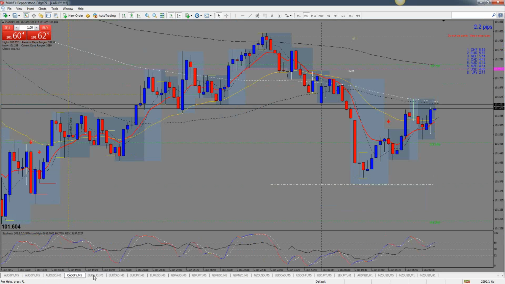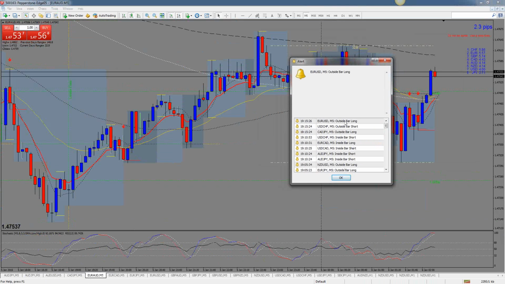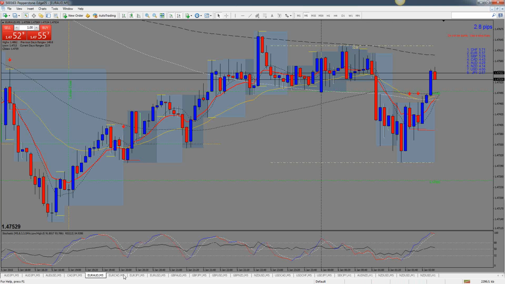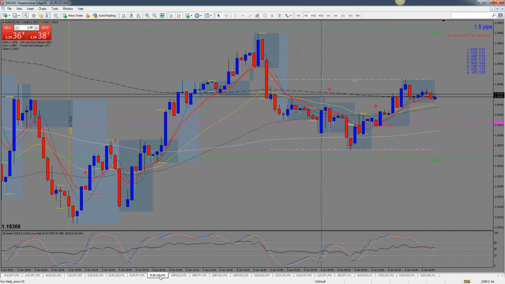And I look and I look, and I also have my alerts. My alerts pop up and tell me I have an inside bar, an outside bar, an inside bar, and what time frame it's on. So that helps me out. I have that on another monitor. When I'm looking at it, it catches my eye. And I just keep flipping my charts.